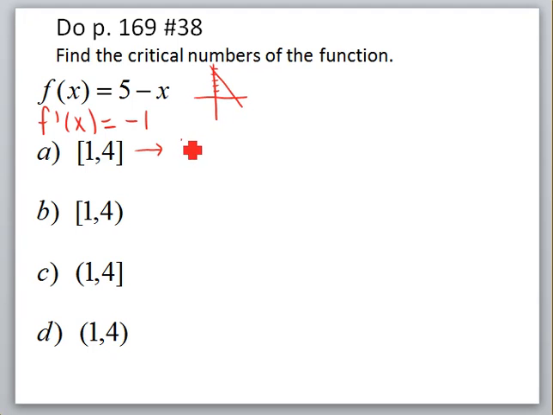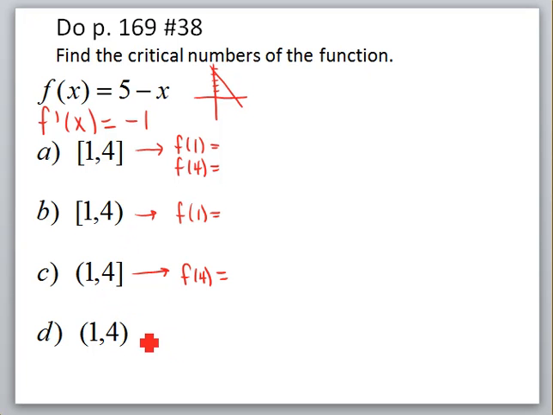So in part A, I'm going to be checking the endpoints of 1 and 4. But on part B, I'm only going to have to check 1. On part C, I only have to check 4. And that is because on both of these last ones, I have open intervals. The parentheses mean open intervals, so there is no endpoint at 4, and there's no endpoint at 1.